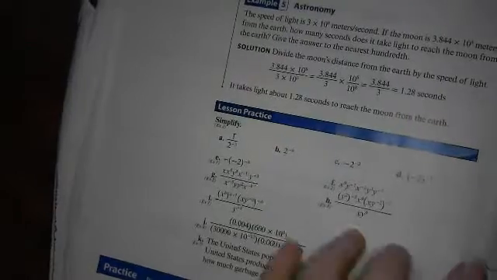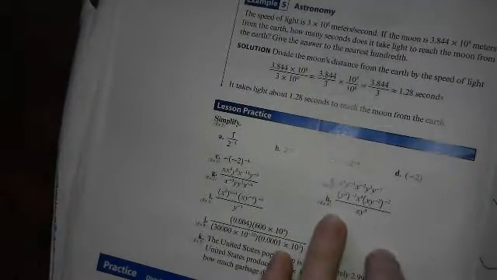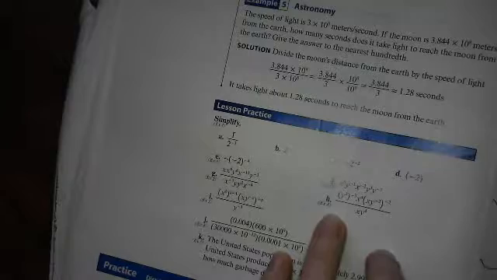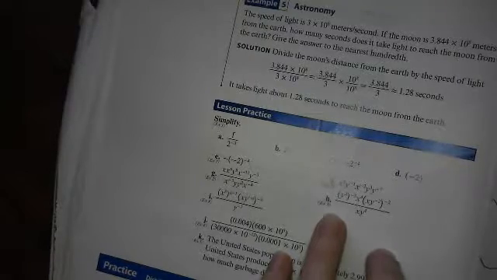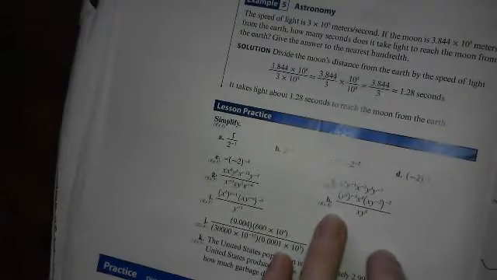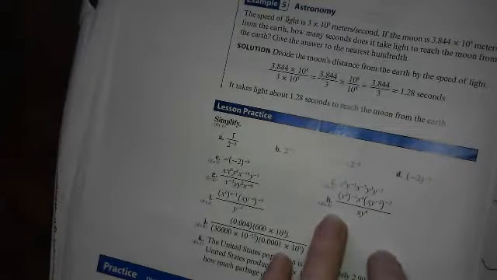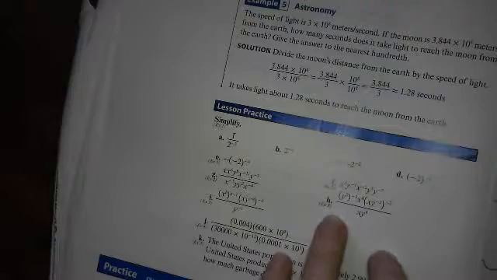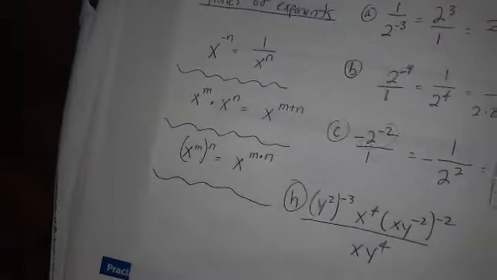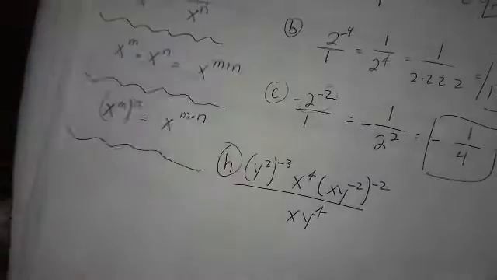I'll write it down and then I'll put it where you can see it. It's y squared to the negative 3 times x to the 4th y to the 4th. Okay, I wrote it all down. Hopefully I wrote it correctly. And we're going to work this one out.